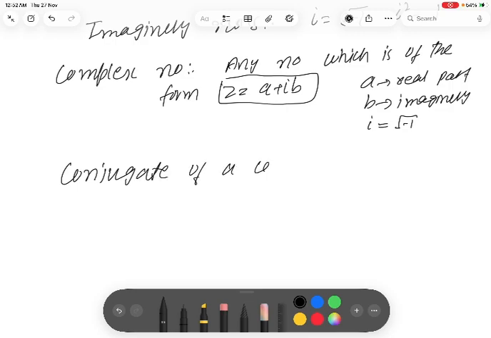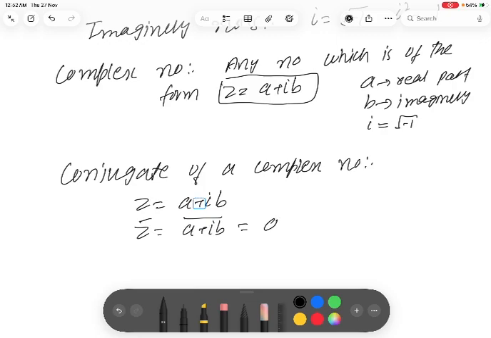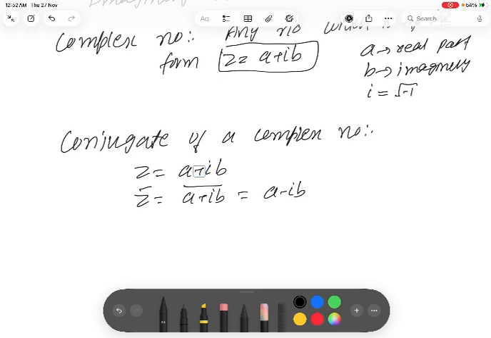Now second, we will see what is the conjugate of a complex number. If we have a complex number z equal to a plus iota b, we write its conjugate as z conjugate equal to a minus iota b.